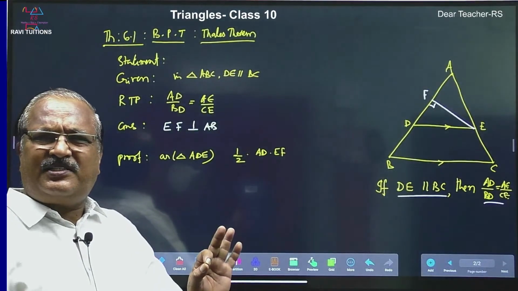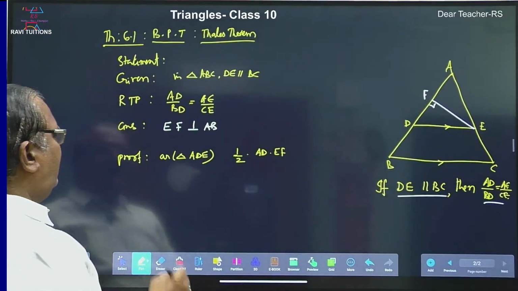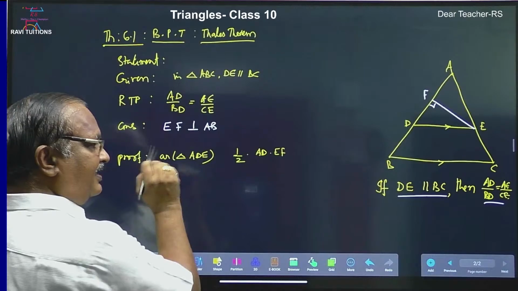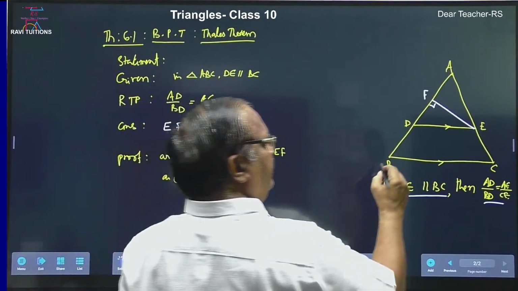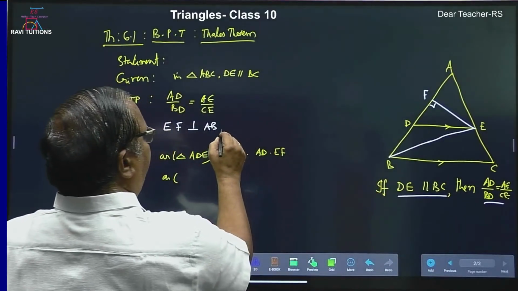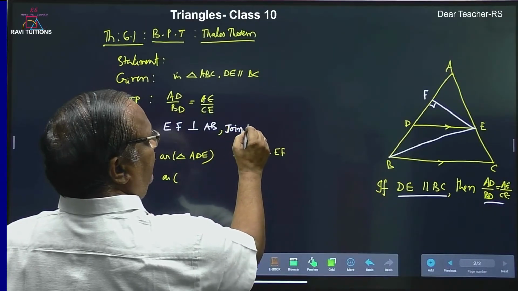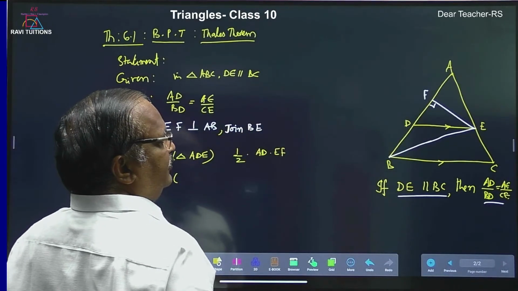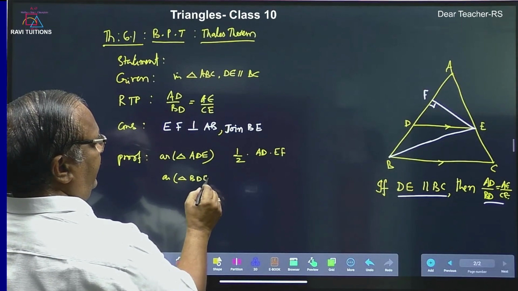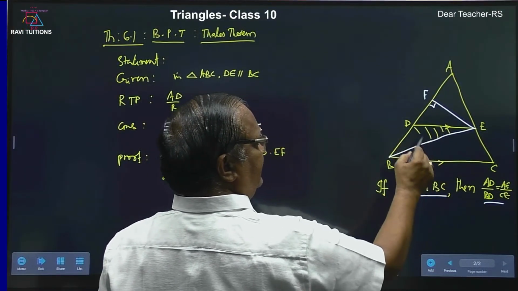So I have simply applied the area of triangle formula. Now I will take the area of one more triangle. For that I need to join B. So then I have got one more triangle, triangle BDE. Triangle BDE means this one. This is the triangle BDE.